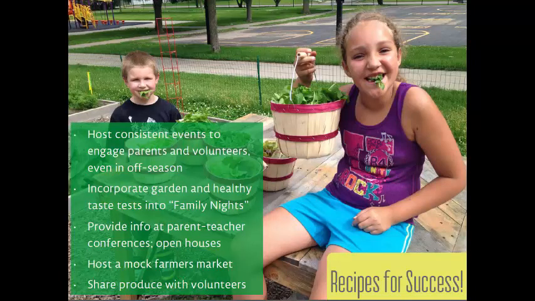A couple of ideas or recipe for success here in partnership with families and other garden stakeholders. Hosting consistent events to engage more parents and volunteers even in the off season. That consistency piece is really what makes folks able to keep coming back. Having a garden club happen on the same night or a family cooking night happen on the same night of every week or every month helps folks just be able to rely that it's going to happen. Even if they can't come one week, they could come at the same time the next week and everyone would still be there. Incorporating the garden and healthy taste tests into family nights at schools.